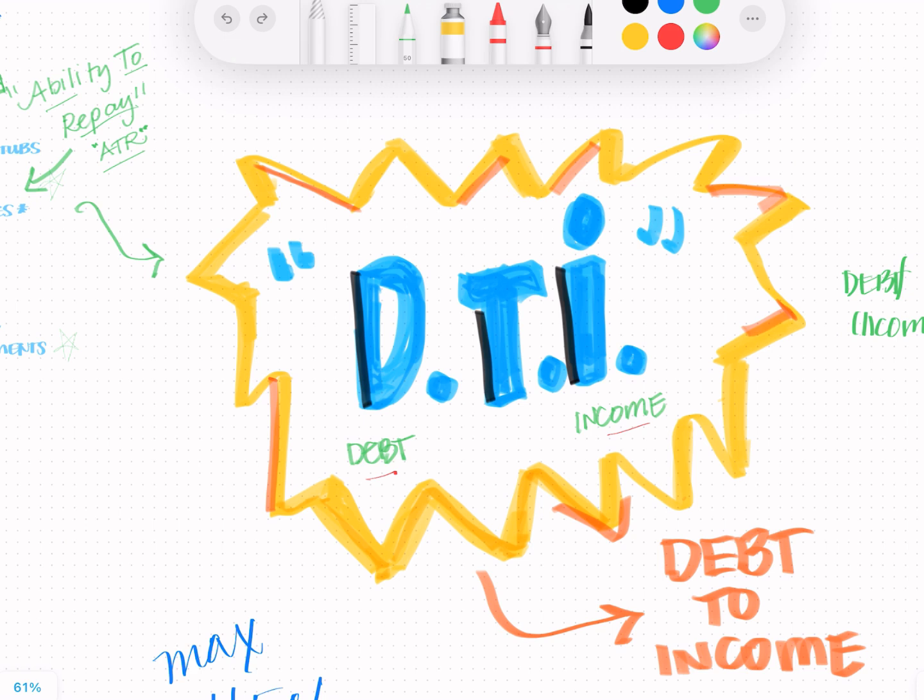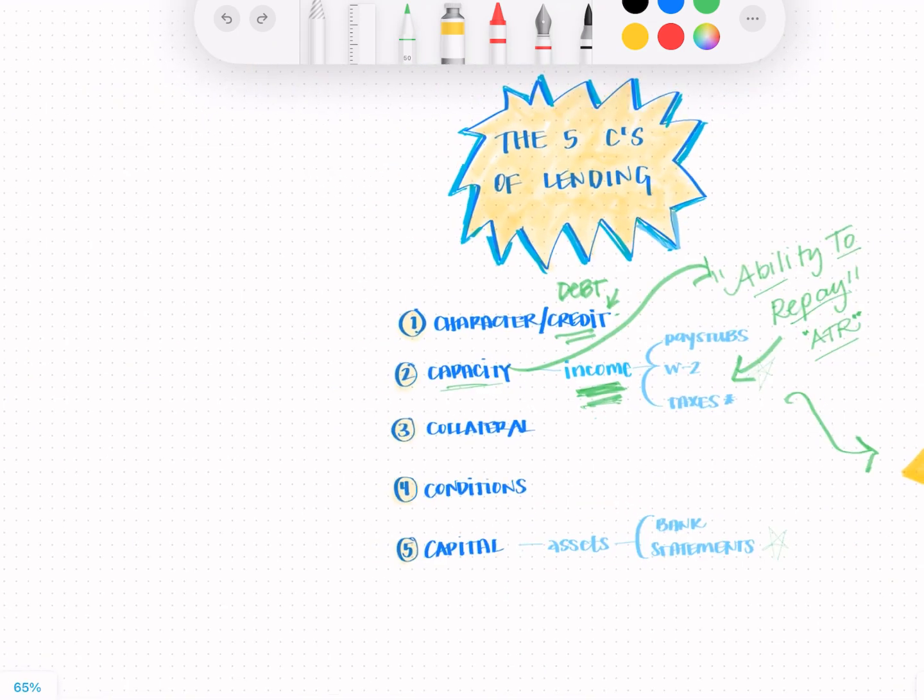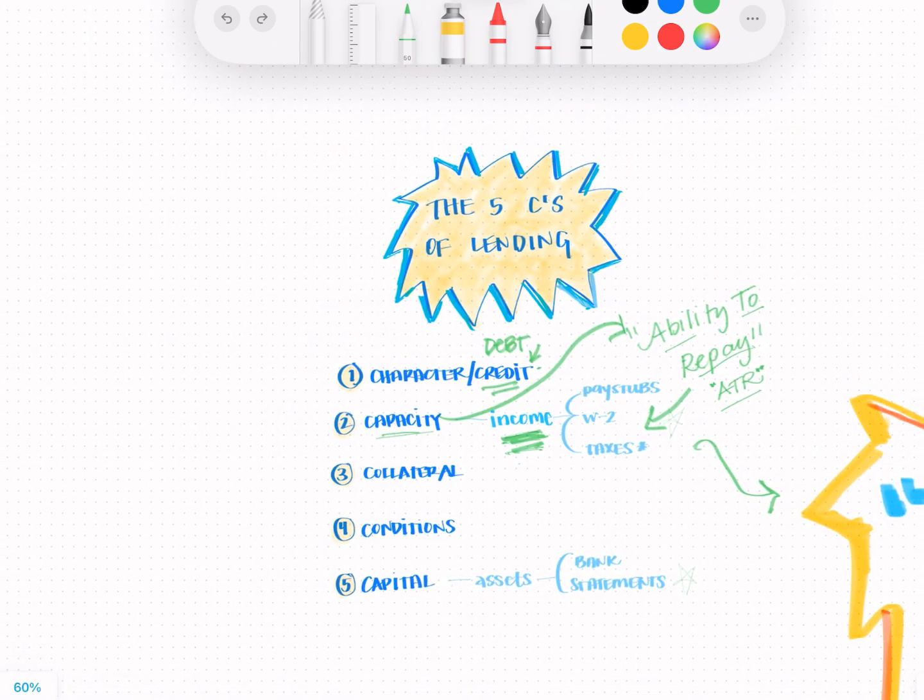There are many components of debt to income, but we're going to take a step back to the 5 C's of lending. And I'll show you where debt to income fits in. Number 1, there's character, which I told you is really credit, capacity, collateral, conditions, and capital.